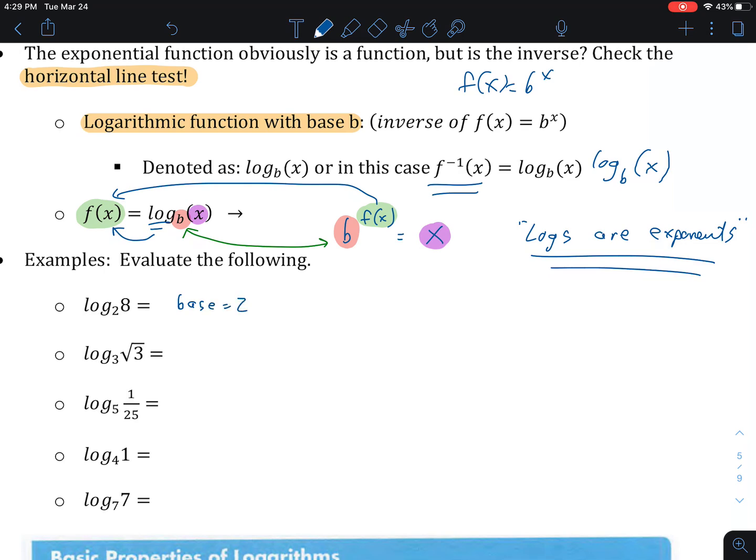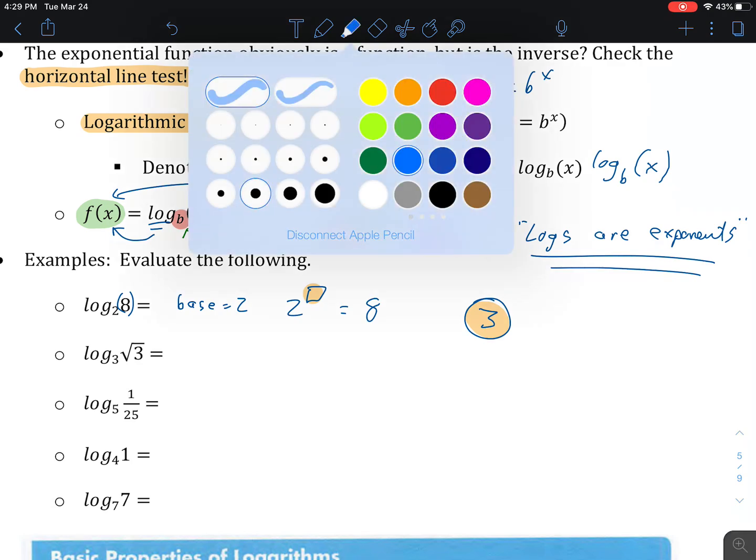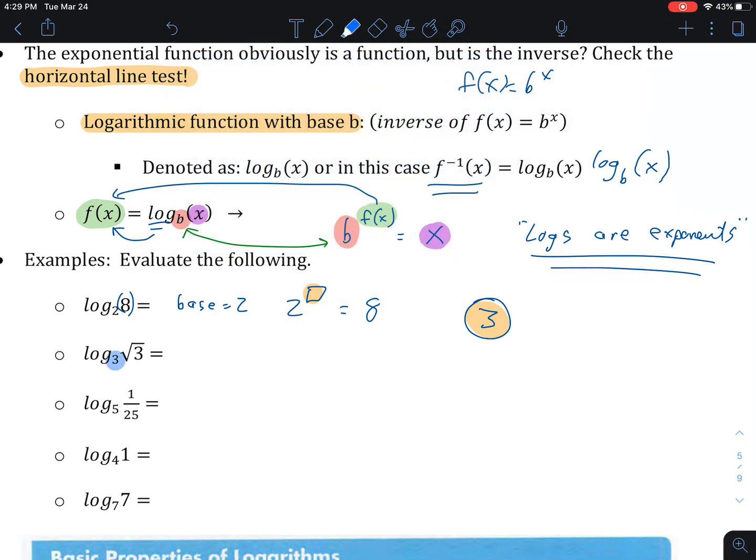So what is it equal to? My base is 2. So 2 raised to the what? Logs are exponents. It's equal to, my exponent is going to give me an 8. So what is the exponent that's going to get me to 8? Well, that would be 3. My answer there is 3, because 3 is what would go in here to give me an 8 if the base were 2.